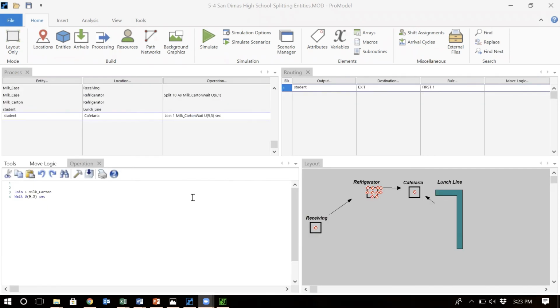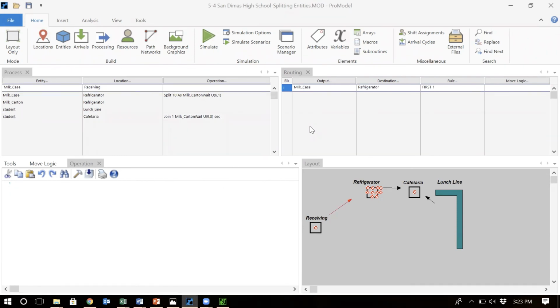Okay, so before we run the model, let's also add a move time. There is a 5-minute move time between receiving and refrigerator. When milk cases come to the system, there's a 5-minute move time before they get to the refrigerator. So in the first line, I add the move time, move for 5 minutes. So make sure to write the code completely. Move for 5 minutes. I can put it or not, it doesn't matter.